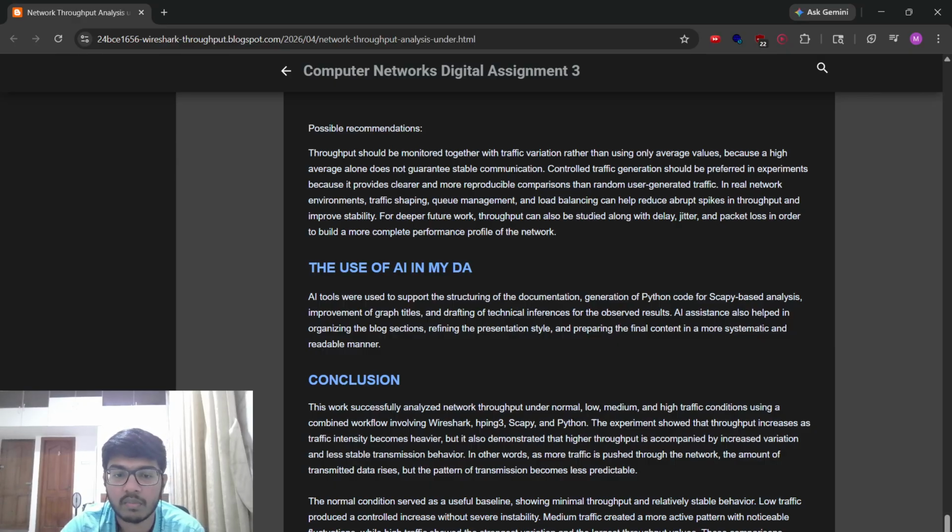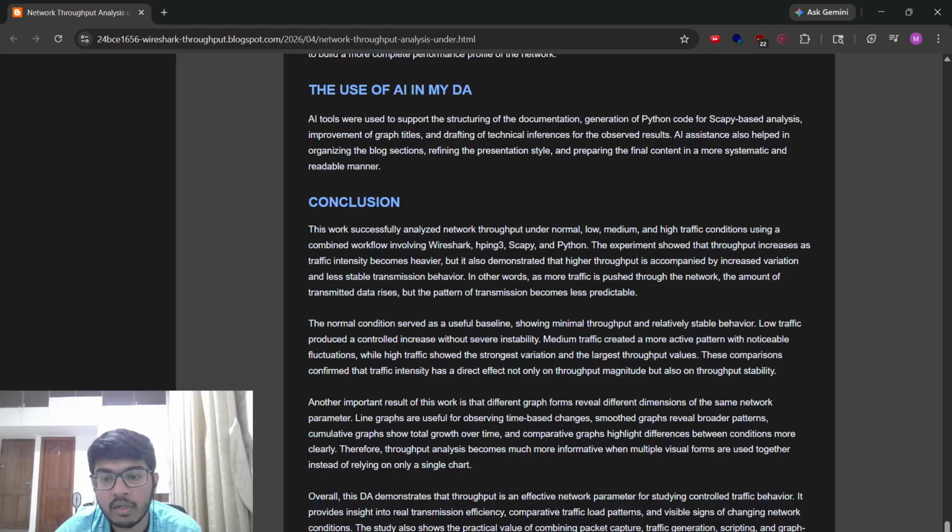To conclude, this DA successfully analyzed network throughput under normal, low, medium, and high traffic conditions using Wireshark, HPing3, Scapy, and Python. The results show that as traffic load increases, throughput also increases, but the traffic pattern becomes more irregular and less stable. This demonstrates that throughput is an effective network parameter for studying controlled traffic behavior and practical network performance.